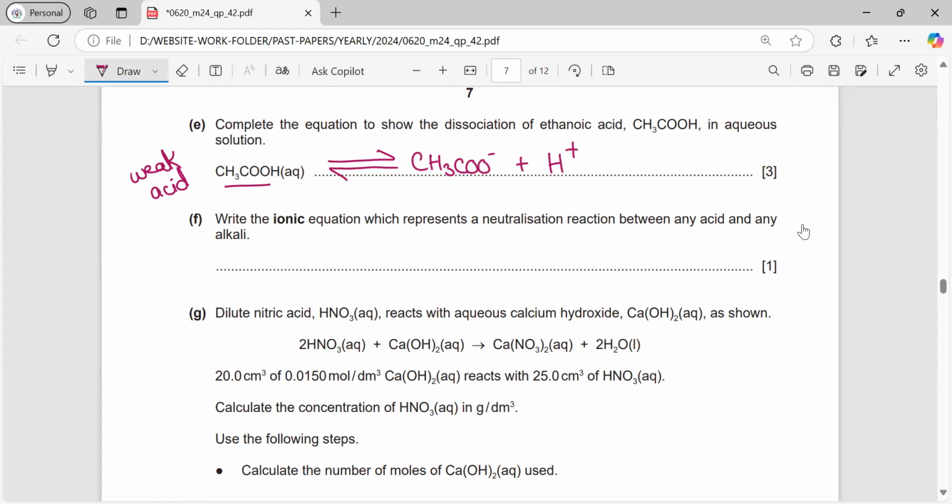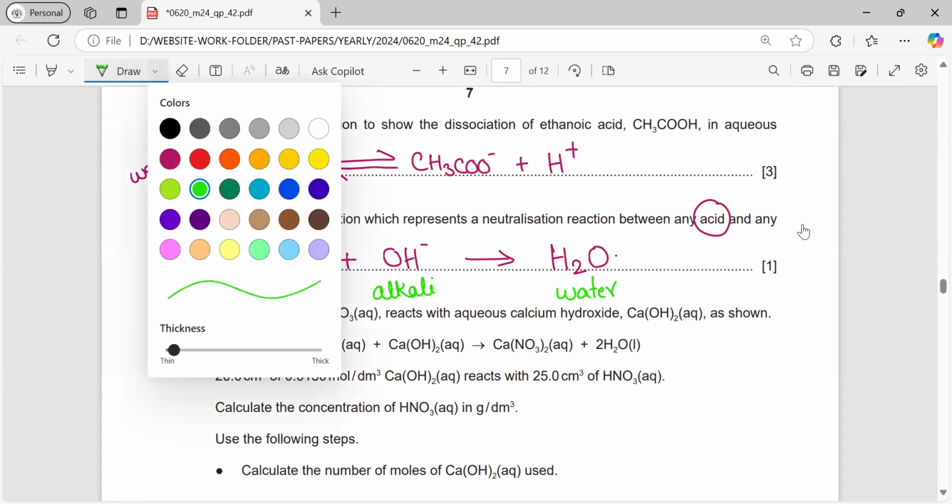Write the ionic equation which represents a neutralization reaction of any acid and any alkali. From any acid, we get H+ ion. From the alkali, we always get OH- ion. When H+ and OH- combine with each other, they form H2O. That's the ionic equation for every neutralization reaction. You have to remember this: H+ comes from acid, OH- comes from any alkali. You can take any acid and any alkali, and they form neutral water. This is the ionic equation for the neutralization reaction.